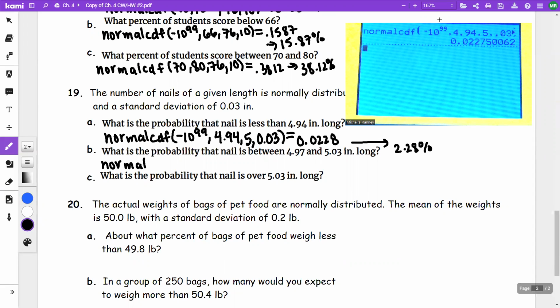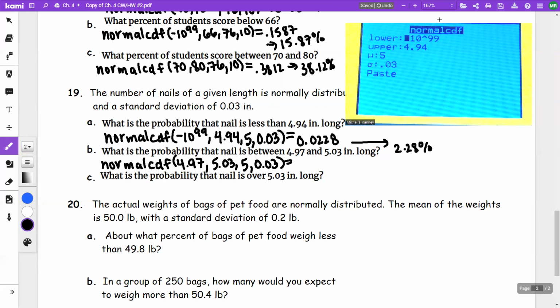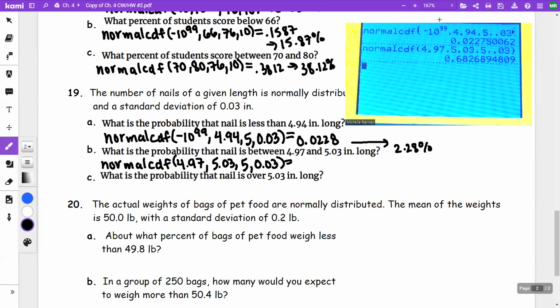Normal CDF. 4.97 is lower, 5.03 is upper, 5 and 0.03. And when I put that into my calculator, 4.97, 5.03, and I end up with 0.6827 or 68.27%. What's the probability that a nail is over 5.03?